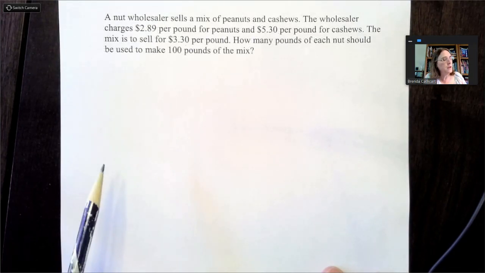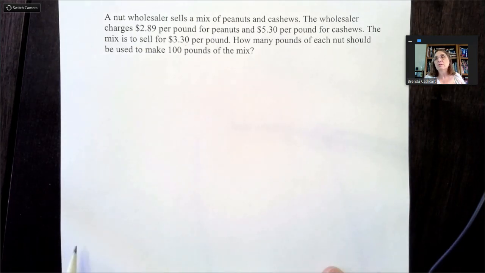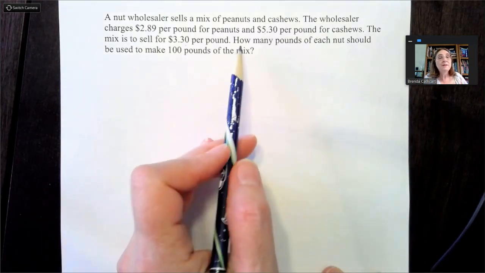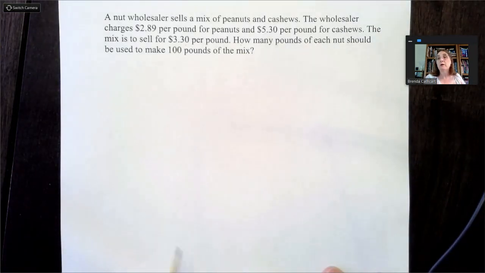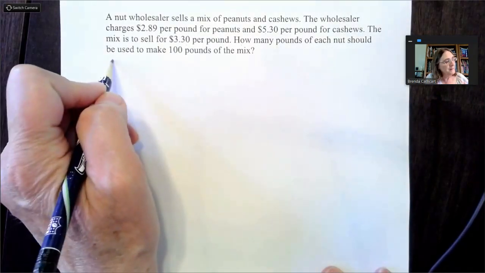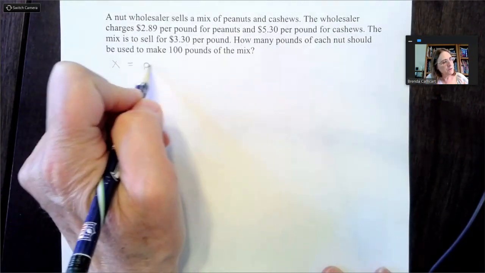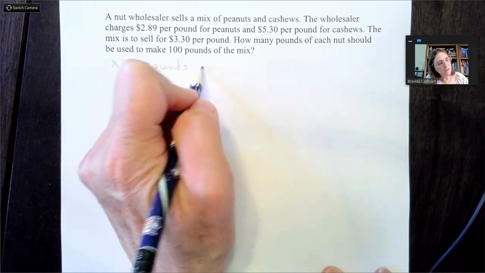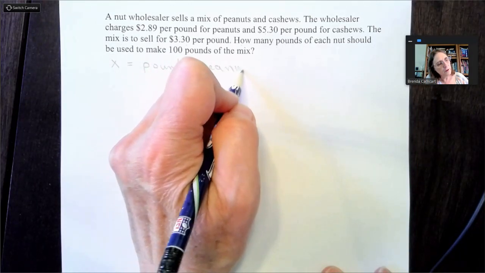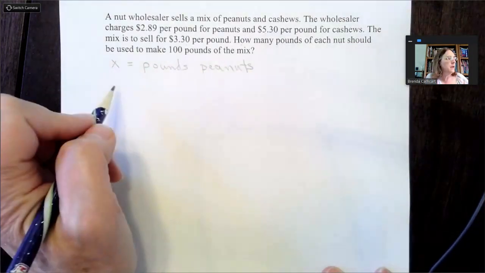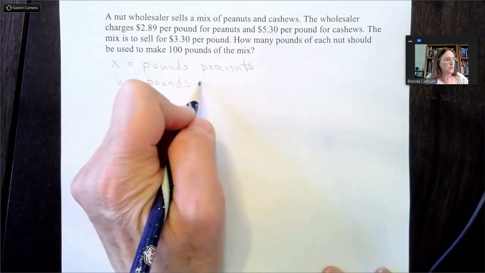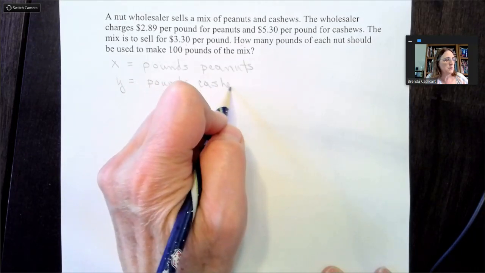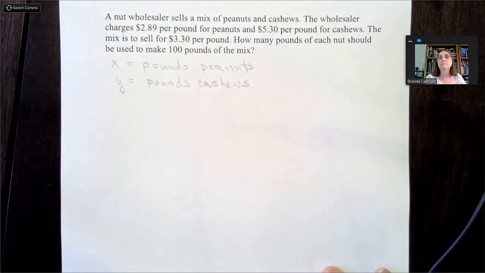The easiest way, and the way that most often works for defining our variables, is to answer the question. So I'm going to answer the question, how many pounds of each nut should be used to make 100 pounds of the mix? Well, I'm going to need x pounds of peanuts. I don't know how many pounds, so I use the variable x. And I need to have y pounds of cashews. Again, I don't know how many pounds of cashews, so I'm going to use the variable y.